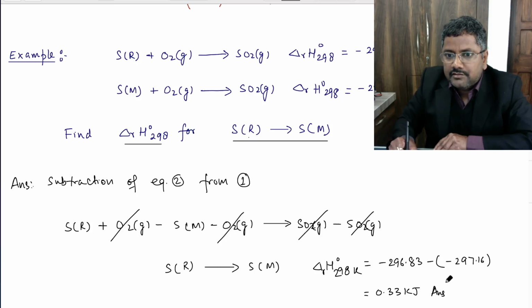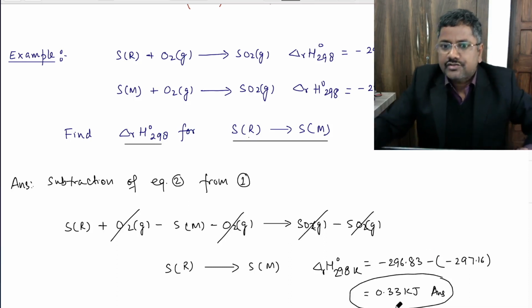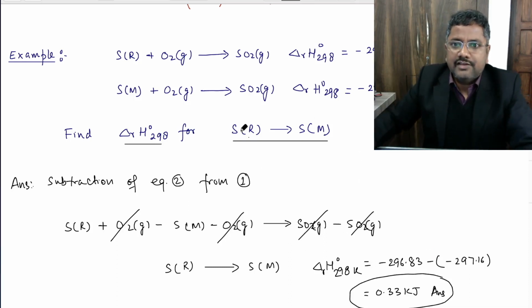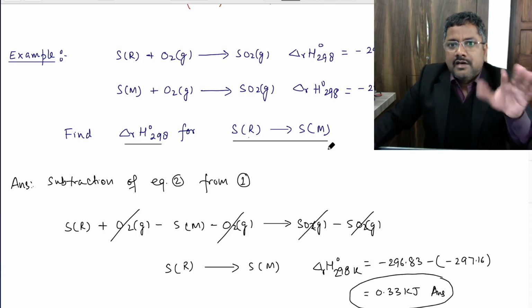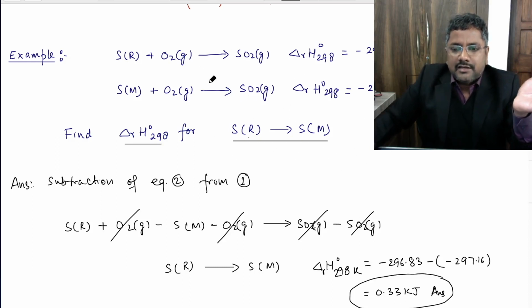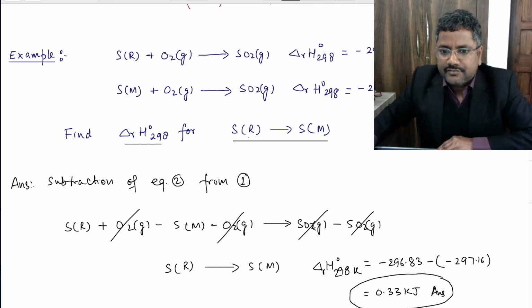answer. So in this way you can calculate the delta H for the desired equation if you have the equations for which data is given. So whatsoever data is given, first you have to design that equation for which you are supposed to calculate the enthalpy change, and after that you should manipulate algebraically the given equations of which data is given and get the answer. So this is very simple.